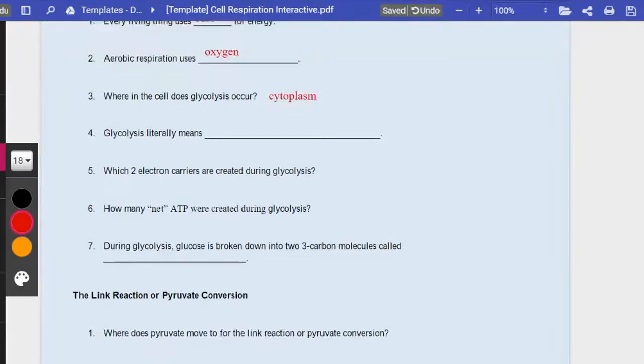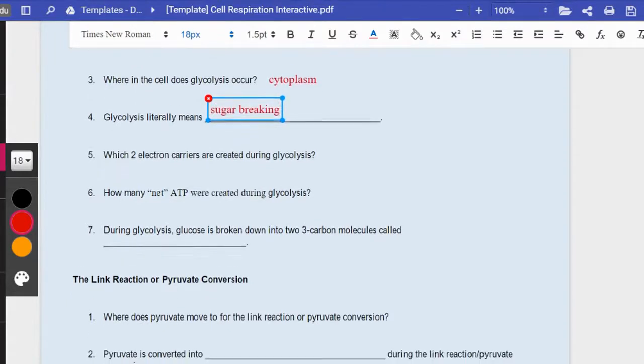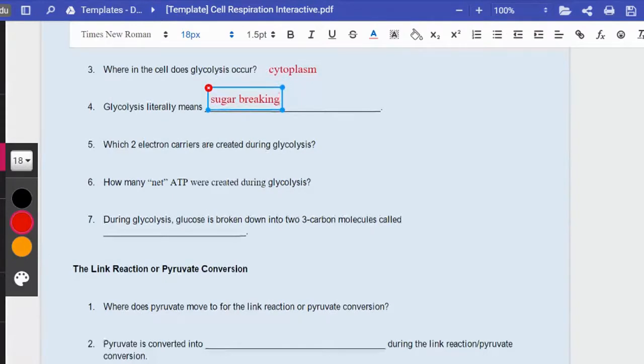Glycolysis literally means glyco means sugar, lysis means to break. So, it literally means sugar breaking, or break sugar. And during glycolysis, we make two of the electron carriers, NADH, and their job is to carry electrons.